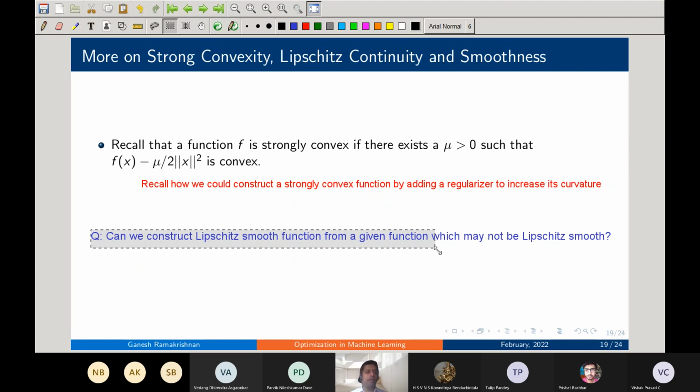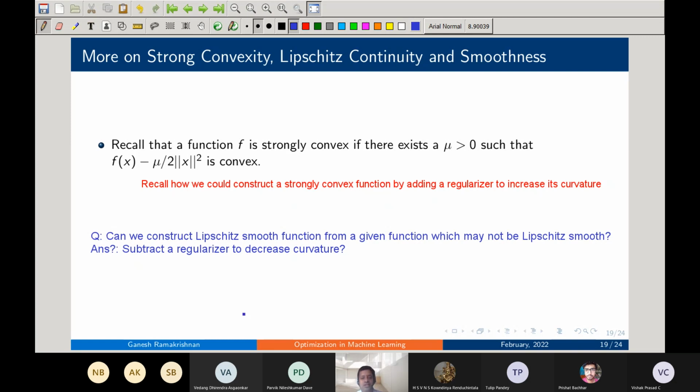What will you do? The hint is, instead of decreasing curvature, subtract a regularizer, decrease curvature. I mean, this is a question I have. But if the function itself is not convex, what do you do? I mean, we need something more. This may not be sufficient.